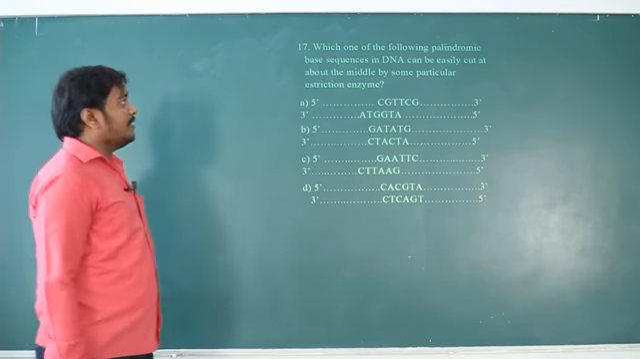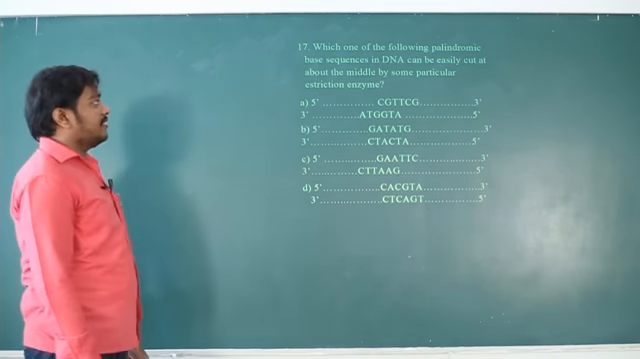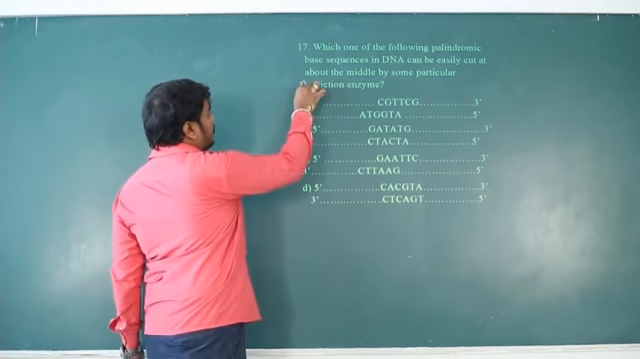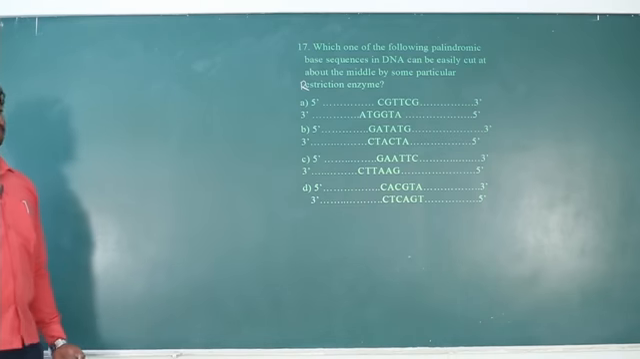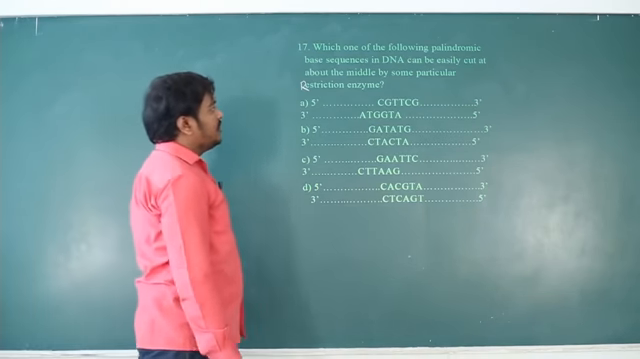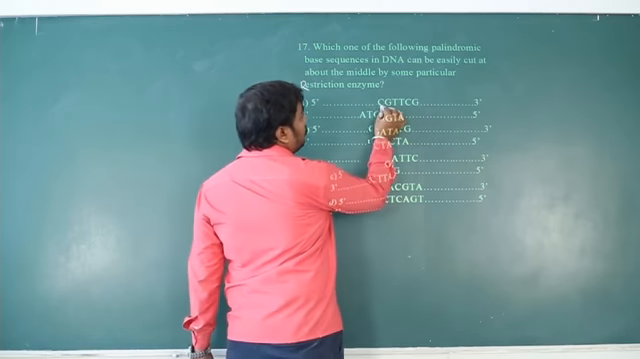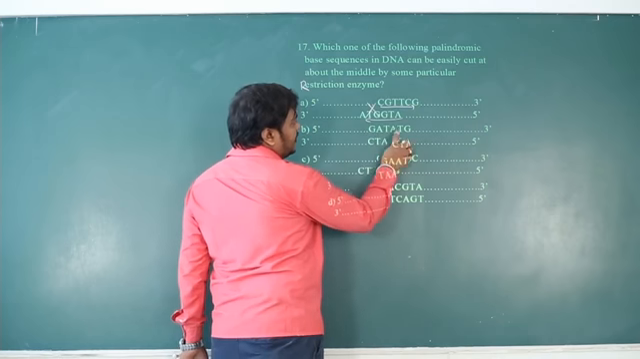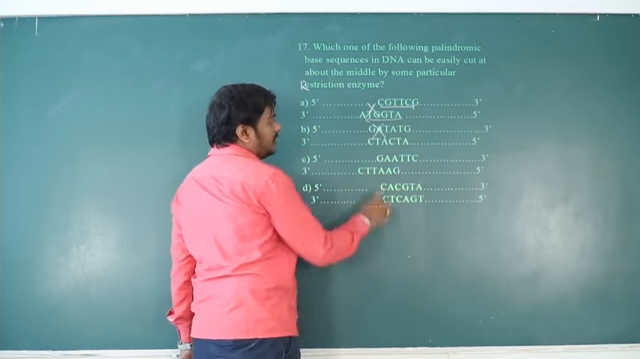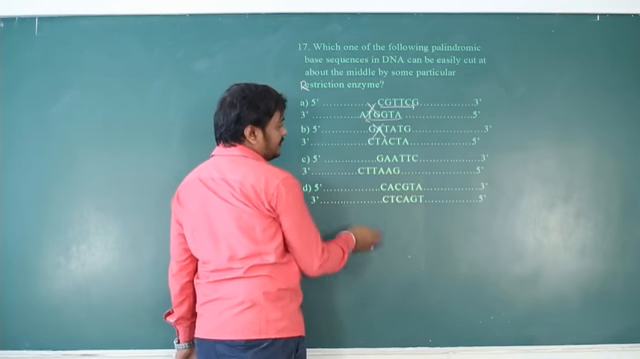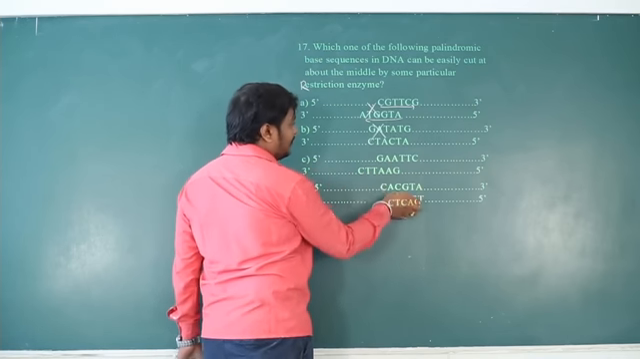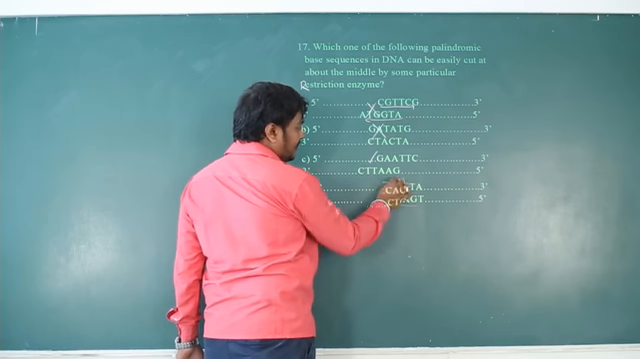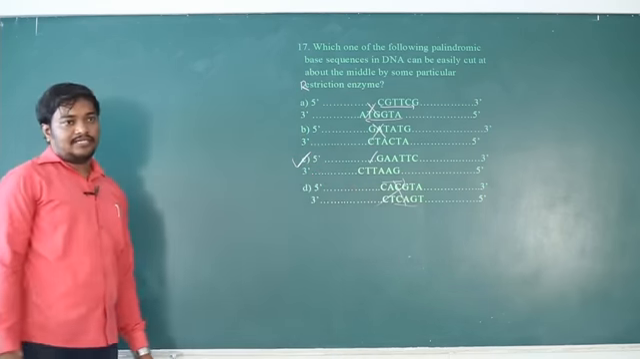So which one of the following palindromic base sequences in DNA can be easily cut at about the middle by some particular restriction enzyme? Okay, so where a particular restriction enzyme cuts, which acts as a palindromic sequence? So let's see, it should be read the same in both directions. GATATG, no, it is not a palindrome. GAATTC, GAATTC. Okay, so it should read the same. CACGTA, no. So this is the only one.